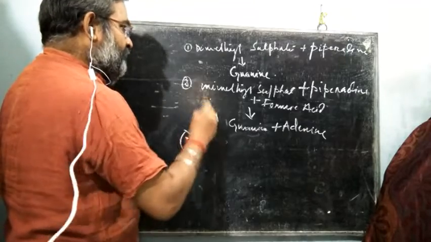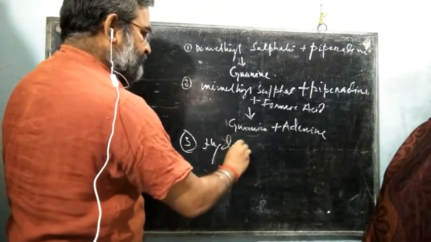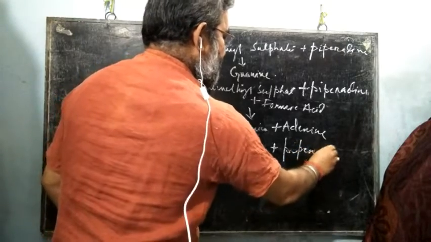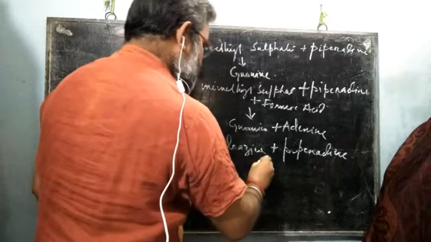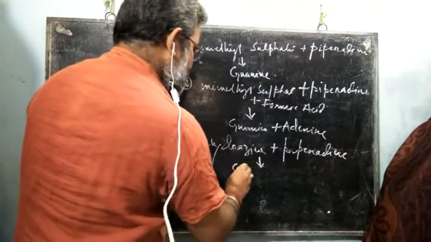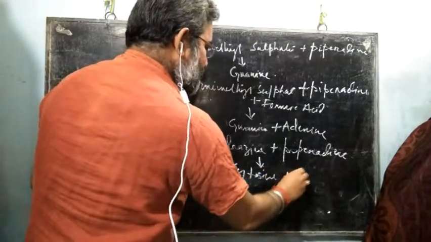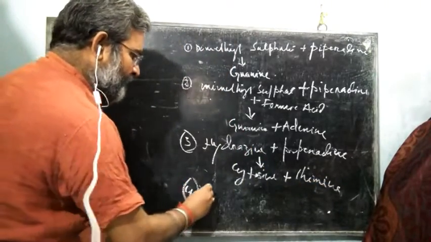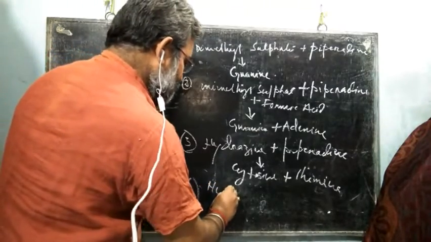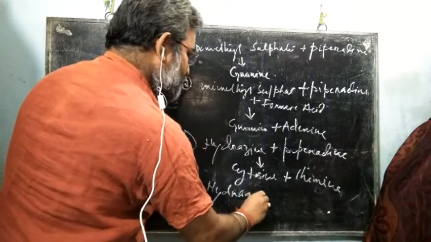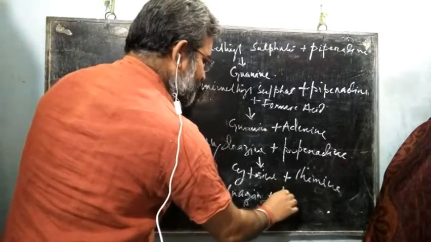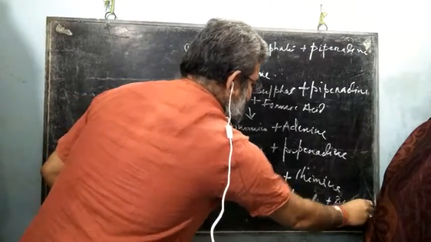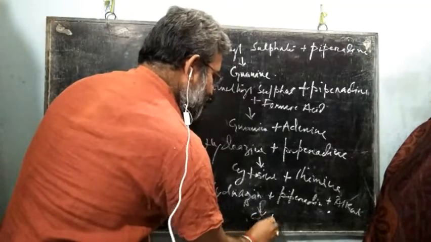Third one, hydrogen plus piperidine. Produces cytosine plus thymine. And fourth one, hydrogen plus piperidine plus alkali, only cytosine.